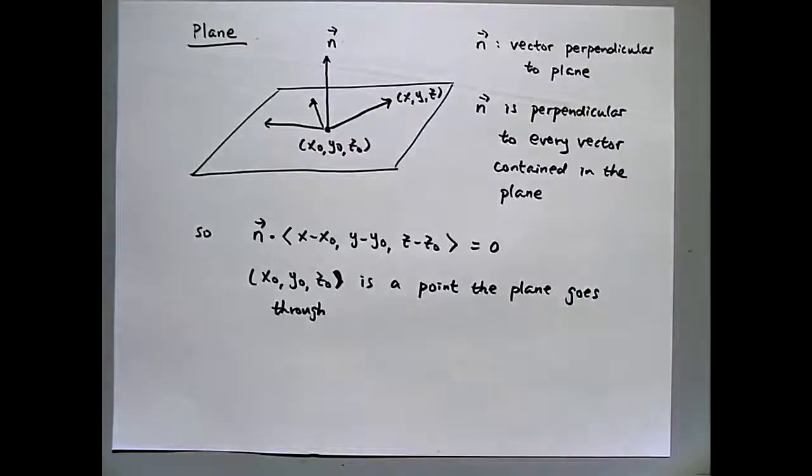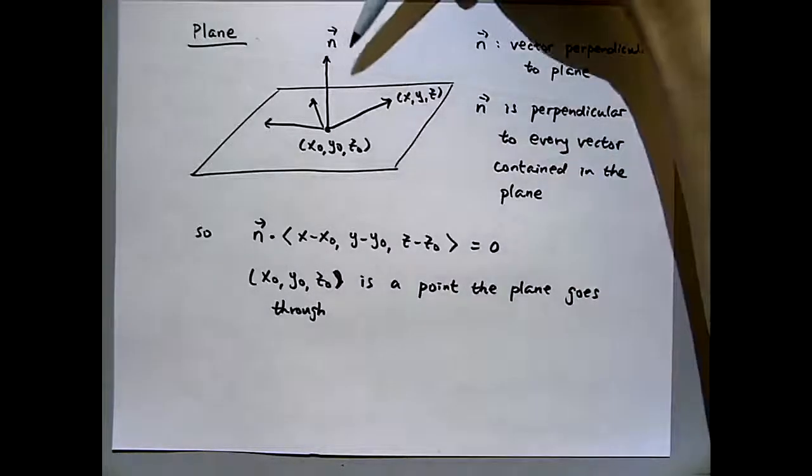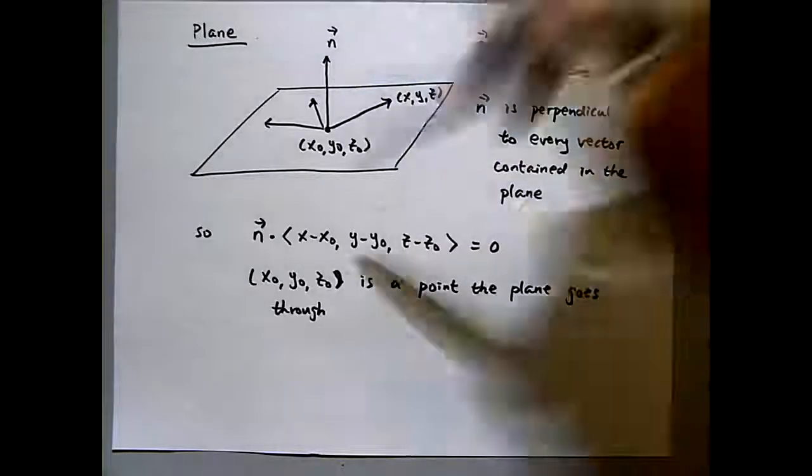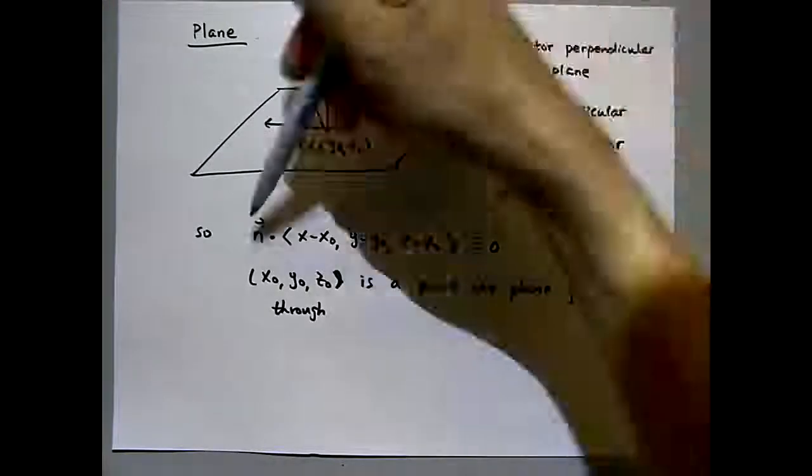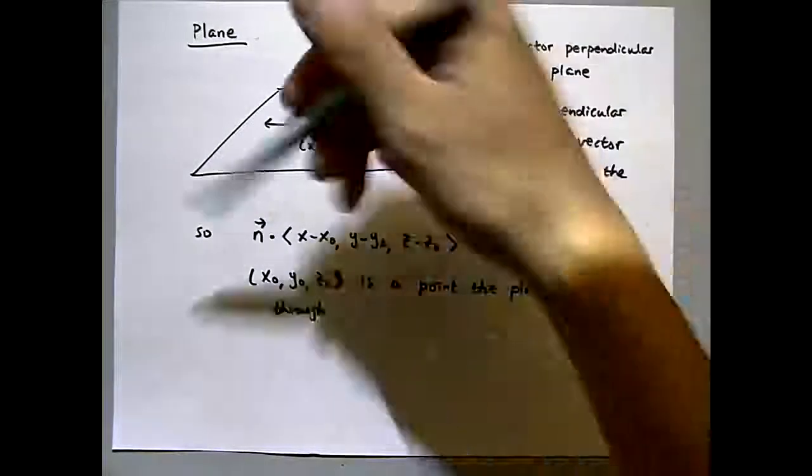So to put together the equation of a plane is very, very similar to the equation of a line. You need one point, and you need a vector, but this time you need a vector that's perpendicular to the plane as opposed to parallel to a line. But otherwise, it's exactly the same idea. You just do a dot product.